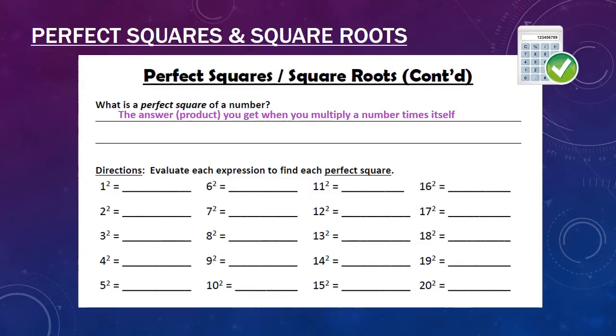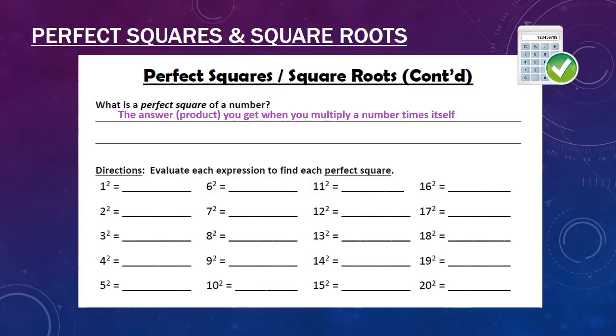All right, for the top of the back of the notes, remember, if anytime I'm going too fast, pause the video, write down what you need to write down, and then you can move on. They ask, what is the perfect square of a number? Again, the perfect square is the answer or product you get when you multiply a number times itself. So let's try some. You're going to see these little tiny 2's. That does not mean 1 times 2. That means there are 2 number 1's being multiplied together.